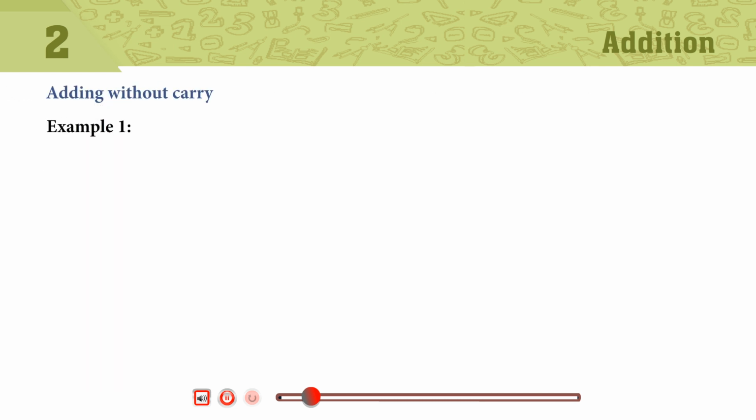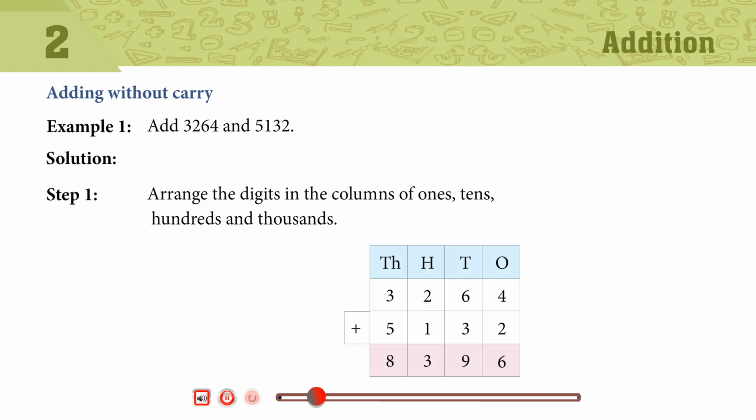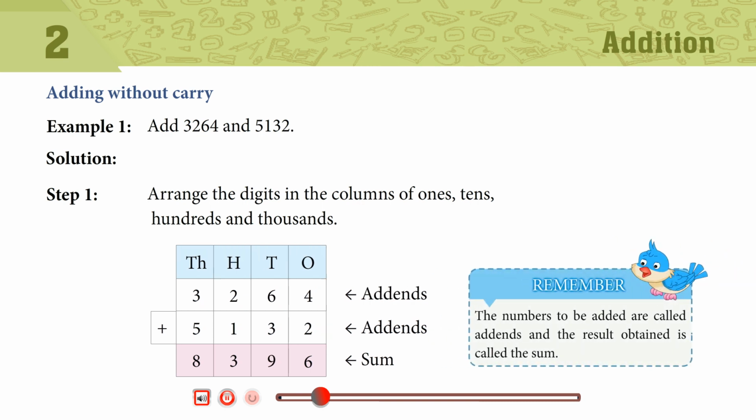Example 1. Add 3,264 and 5,132. Solution. Step 1. Arrange the digits in the columns of ones, tens, hundreds and thousands. Add-ins. Sum. Remember, the numbers to be added are called add-ins and the result obtained is called the sum.